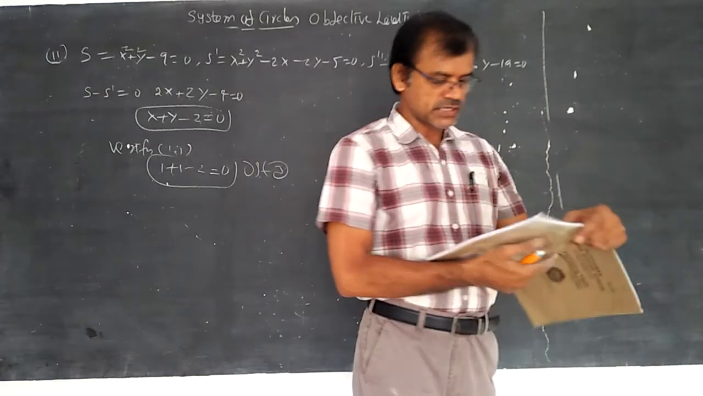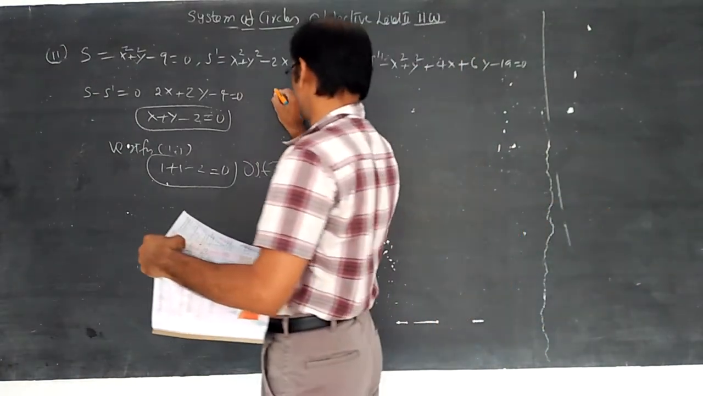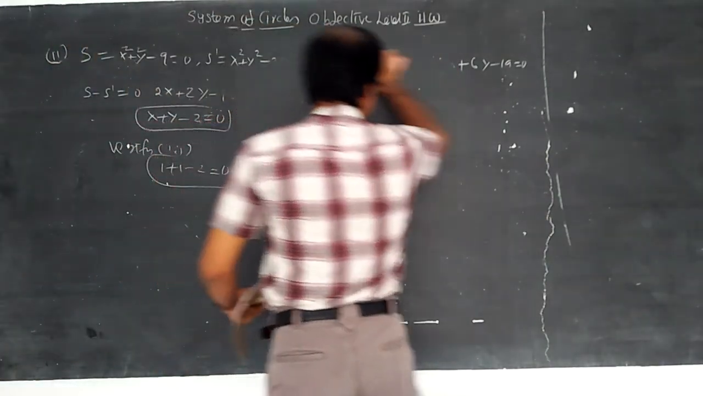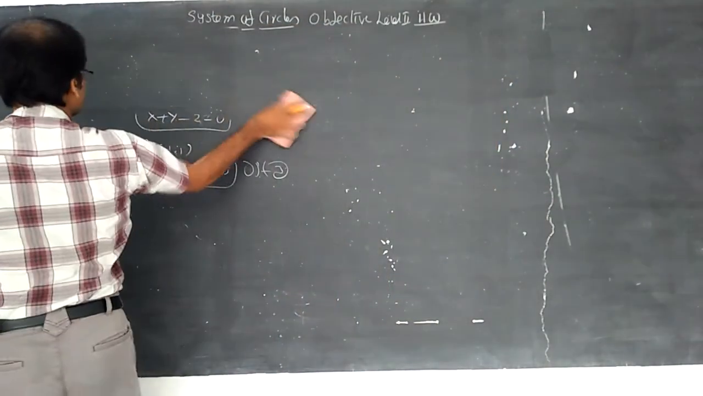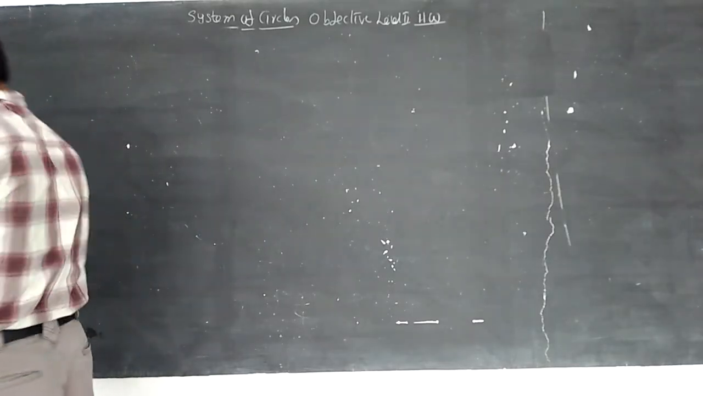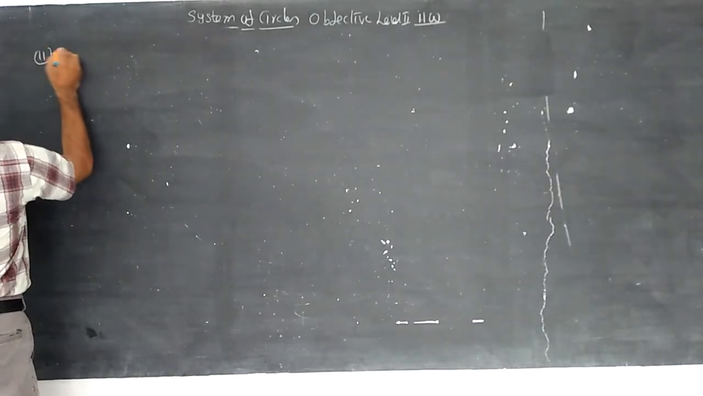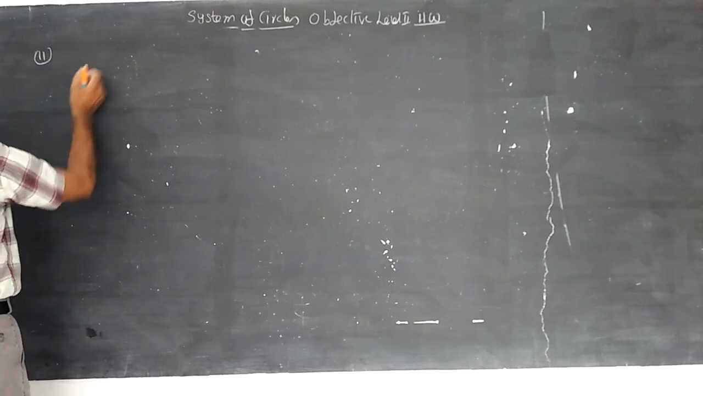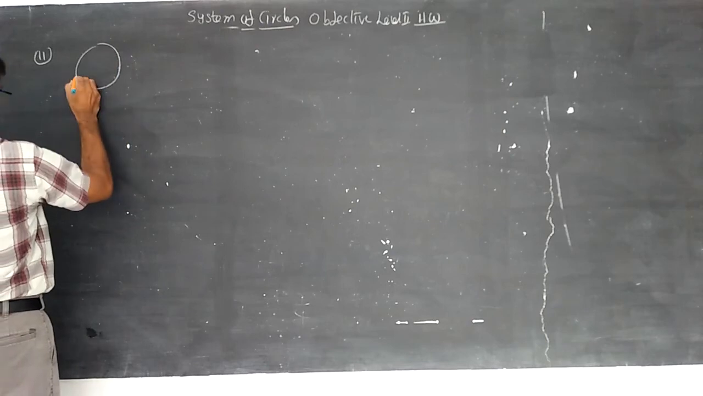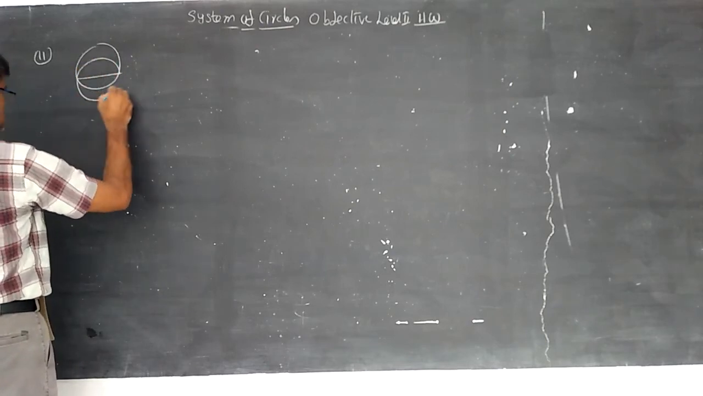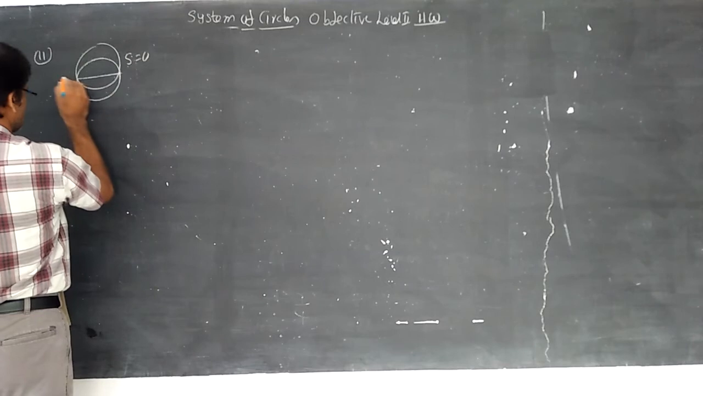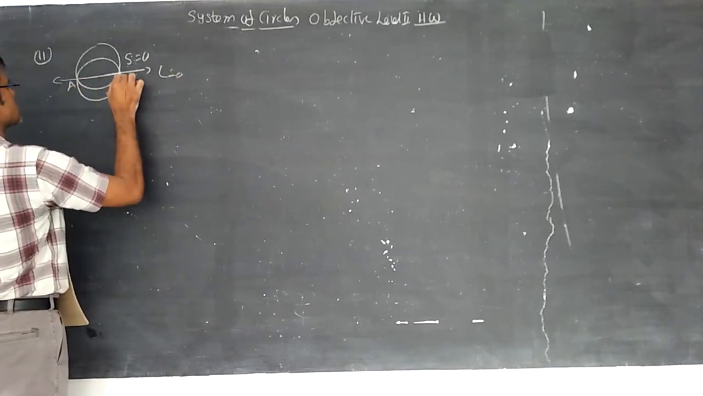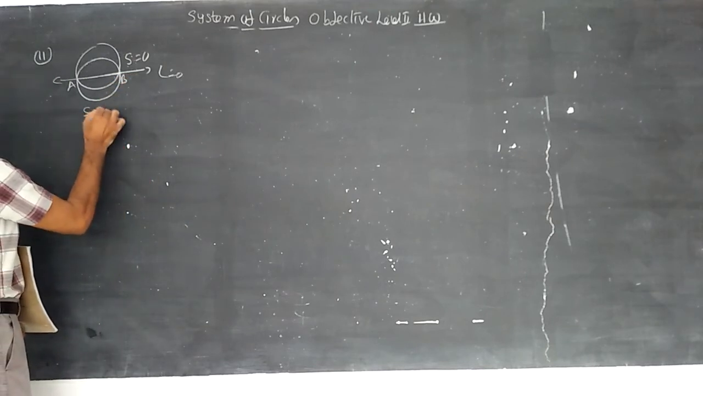Now, let us discuss the 11th question. The line x minus y minus 1 equal to 0 meets the circle at A and B. The equation of the circle with AB as diameter. Let us draw a circle. Put it like this. This is S equal to 0 and this is the line L equal to 0 which is intersecting the given circle, and this is another circle.